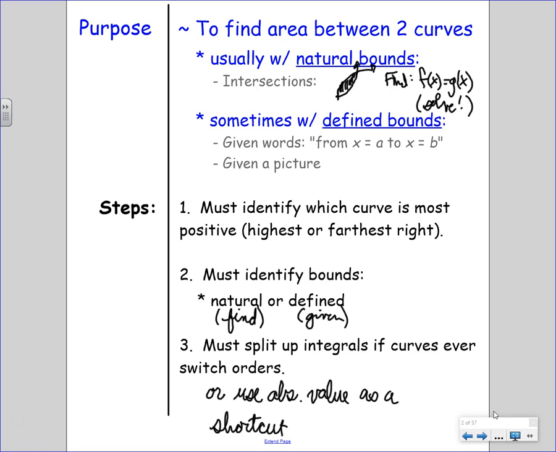But otherwise, our steps are to figure out who's the most positive, farthest right. Figure out the bounds. Are we either just doing what's given to us, or are we finding it? And then use absolute value as a shortcut is a possibility when needing to maybe split up an integral if the curves ever switch orders.